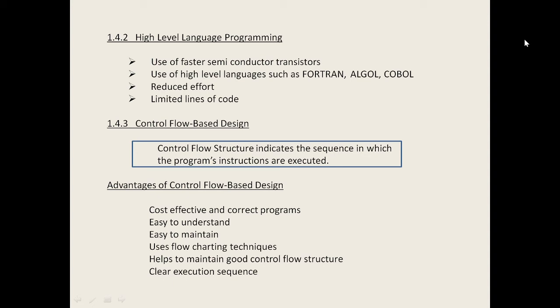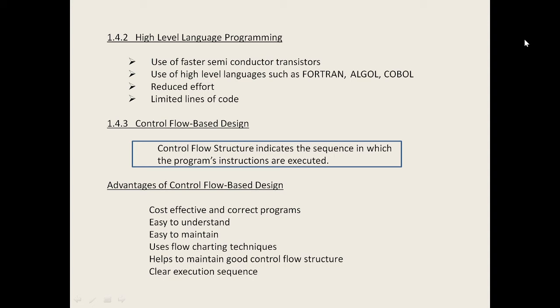Coming to the next one, control flow based design. Control flow structure indicates the sequence in which the program's instructions are executed. Because the programmers found it increasingly difficult not only to write cost effective and correct programs, but also to understand and maintain programs written by others. It is difficult when all the programmers use their own style of writing programs. It is difficult to understand and maintain the programs written by others.